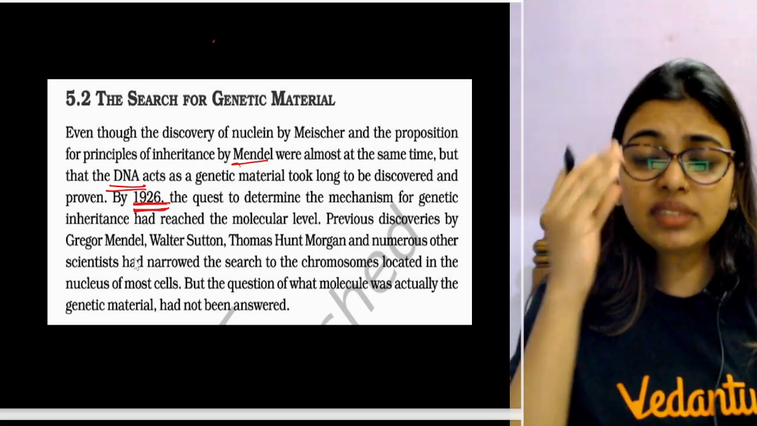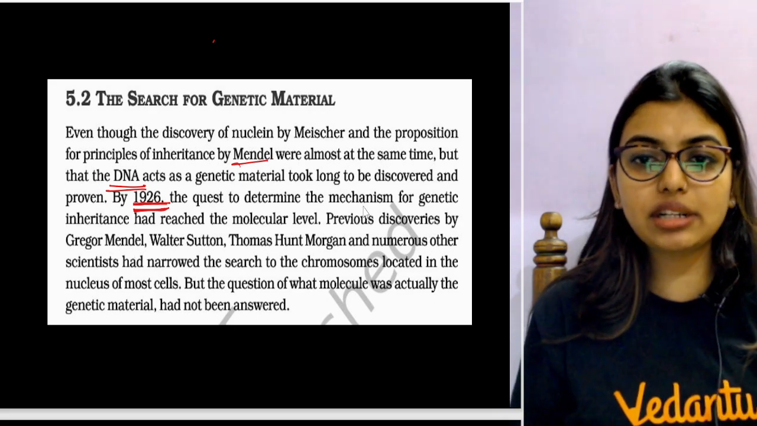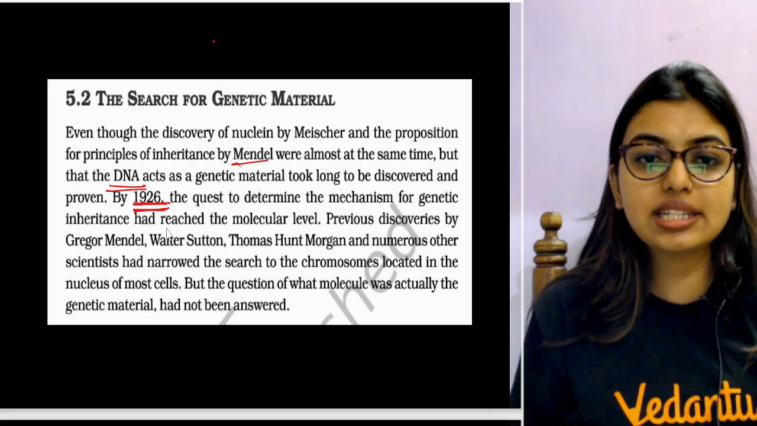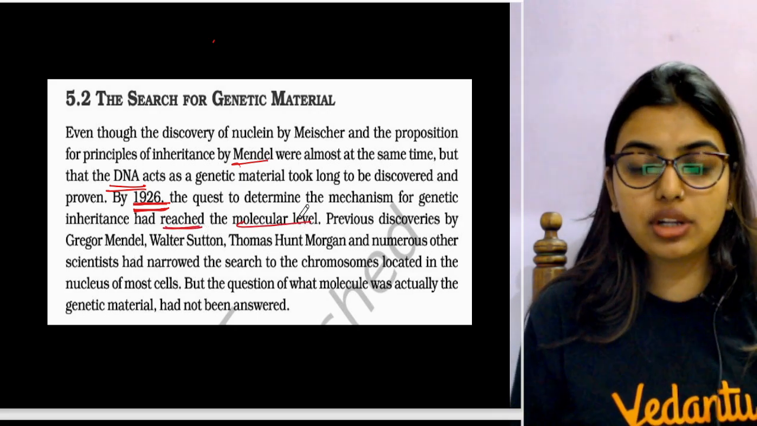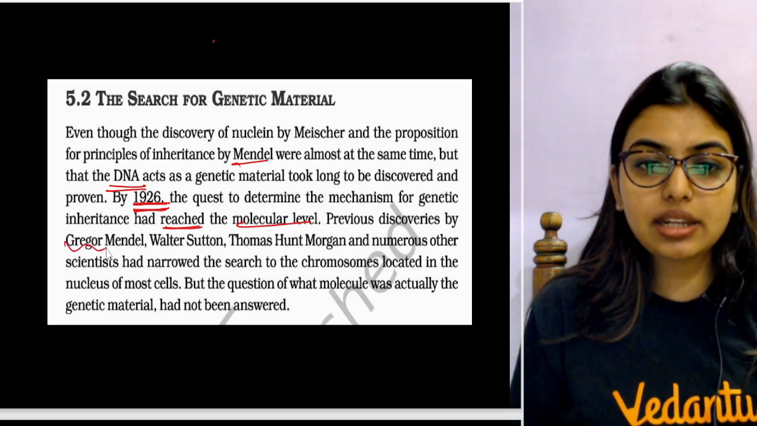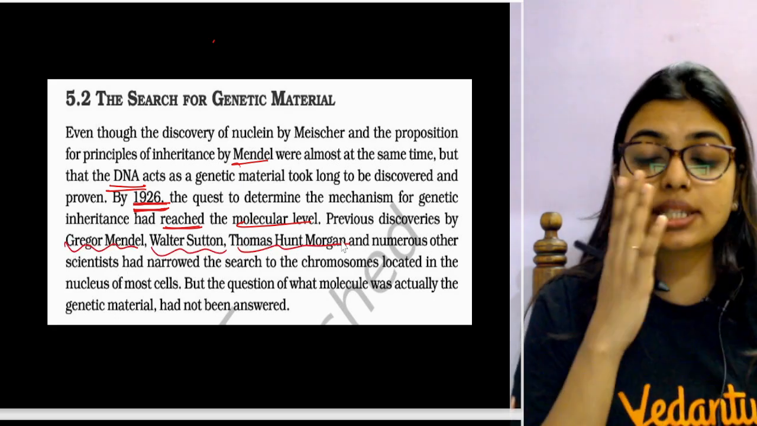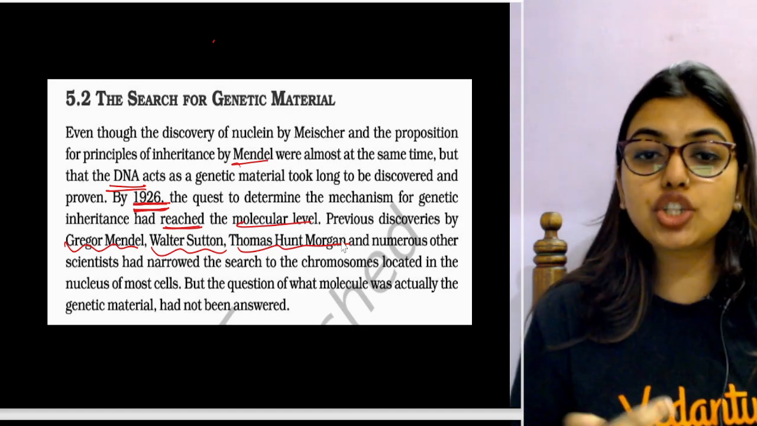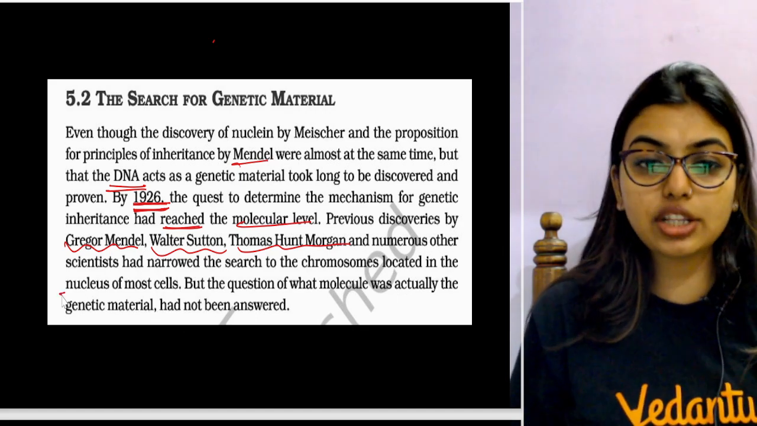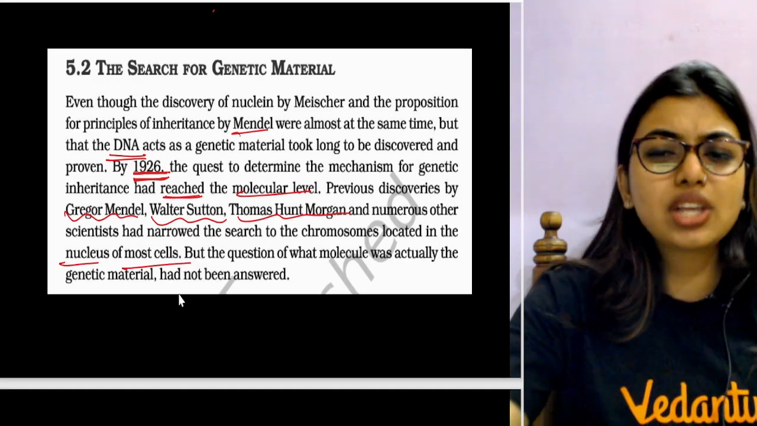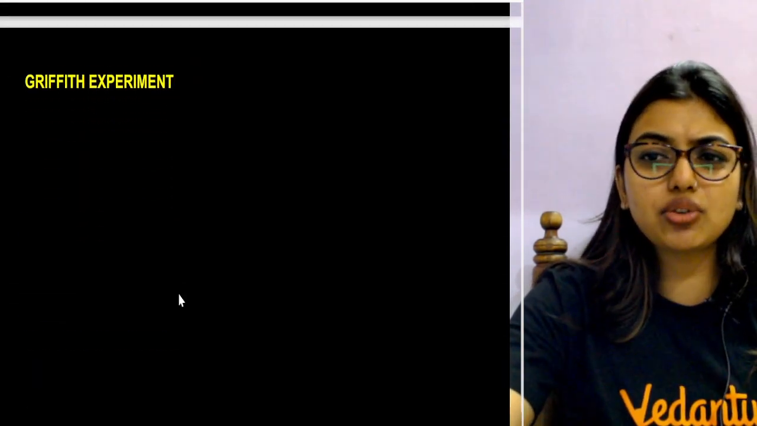In 1926, the quest to determine the mechanism for genetic inheritance had reached the molecular level. Previous discoveries by Gregor Mendel, Walter Sutton, and Thomas Hunt Morgan, and numerous other scientists had narrowed the search to the chromosome located in the nucleus of most cells. Okay, so this is all you don't have to know, students. First, you have to know Griffith's experiment.